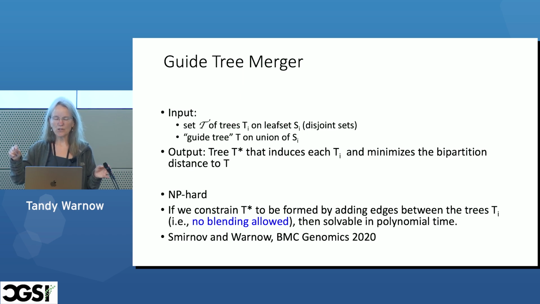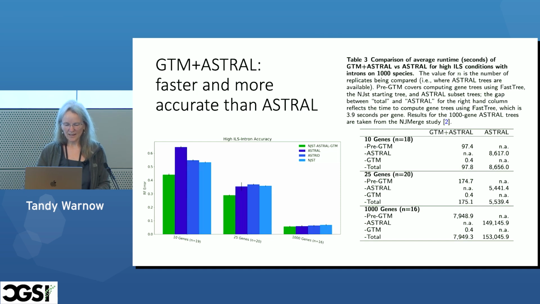So the guide tree merger says you have these disjoint trees. You want to combine them to minimize the distance to an initial tree. If you allow blending, it's an NP-hard problem. If you do not allow blending, it's polynomial. By not allowing blending, I mean you just add edges between the subtrees. No blending allowed, polynomial. He implemented it. He tried to tell me it was going to work. I didn't believe him because blending is necessary, right? Well, guess what? It's really good.